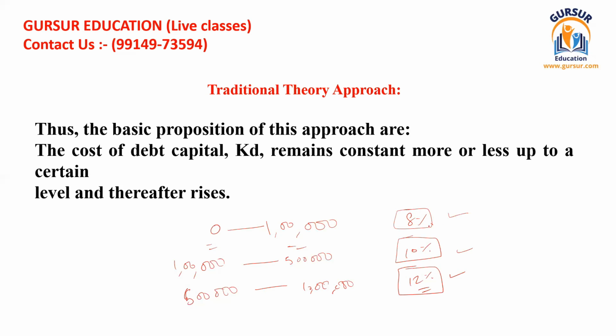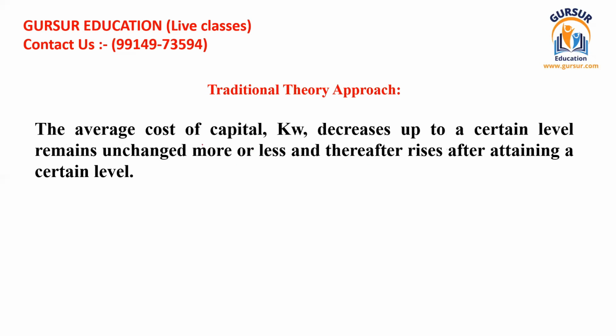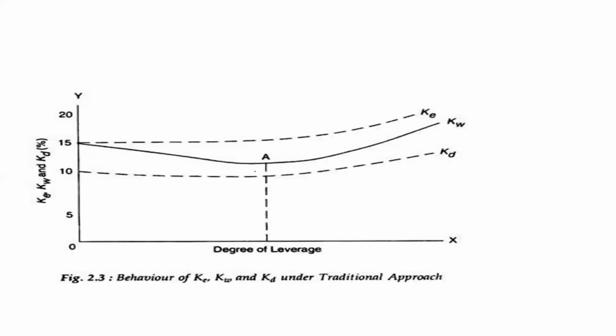So this is the basic reason why this theory is an intermediate theory, because it tells you that the cost of capital remains more or less constant up to a certain level and thereafter it increases, like the example I have already given you. The cost of equity capital also remains more or less constant, and ultimately it also starts increasing gradually after a certain level. So the average cost of capital, or KW, decreases up to a certain level, then remains unchanged, and thereafter it also starts rising. So you shall get the idea of this.